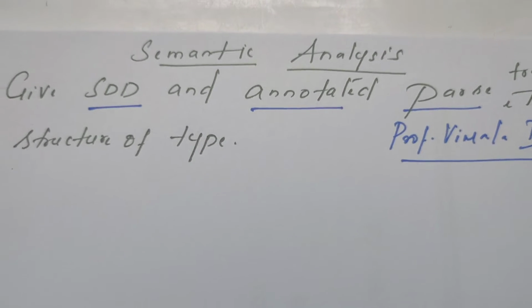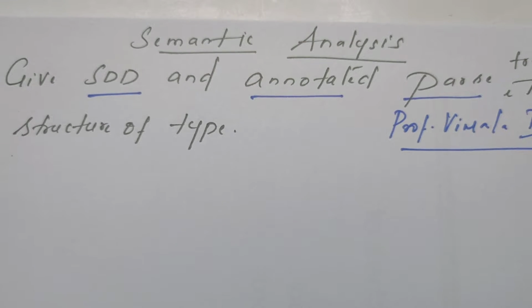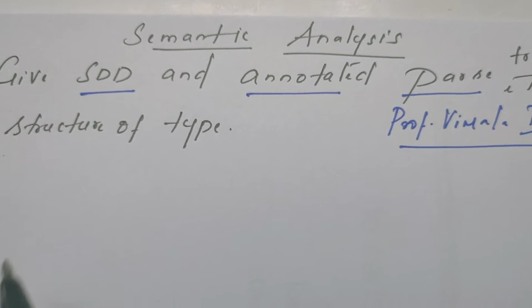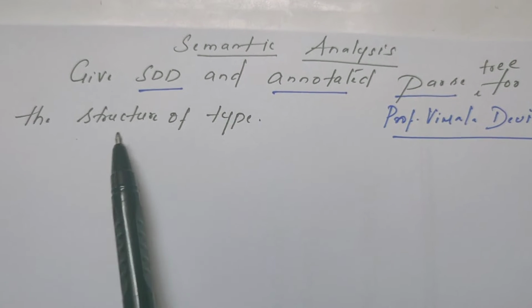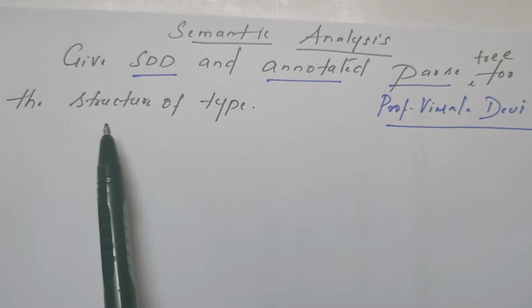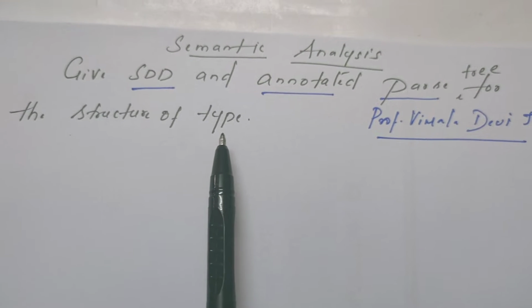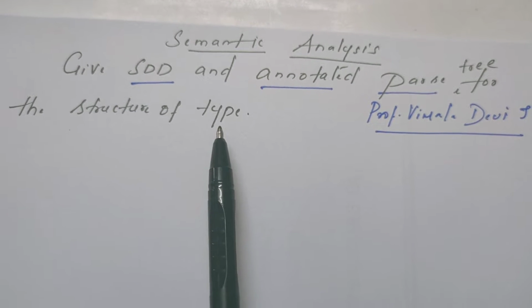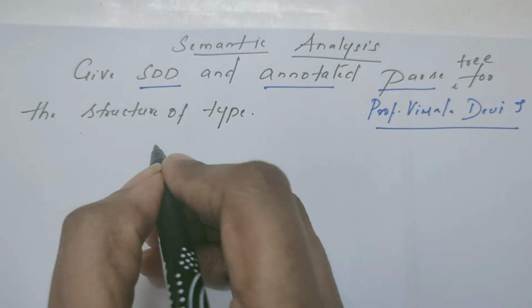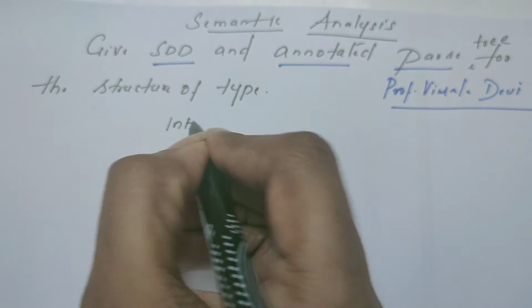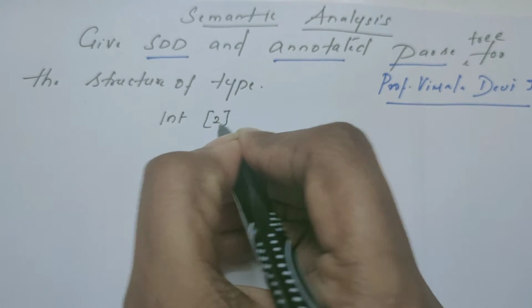Today we are going to see another example for syntax directed definition. So this is a question. Give syntax directed definition and annotated parse tree for the structure of type. If the question comes like structure of type, it is talking about either the basic data type or the derived data type. For example, in C language, we have array declaration like this, int [2][3].